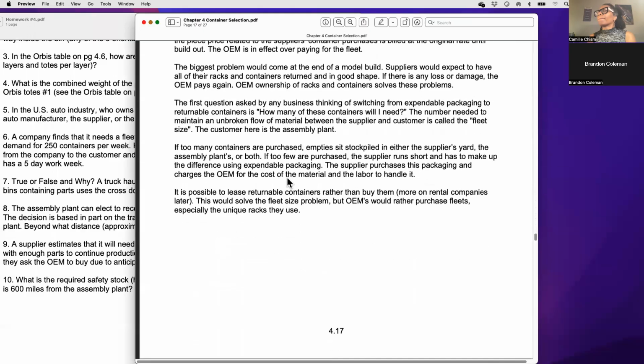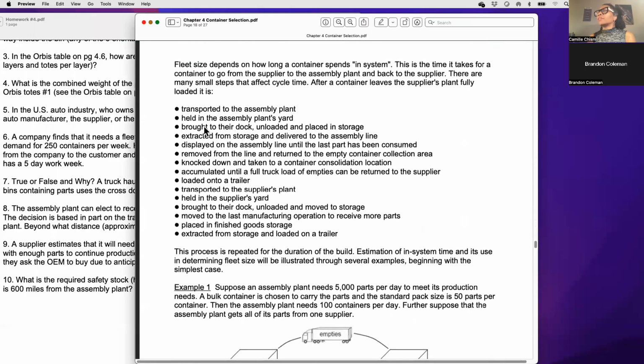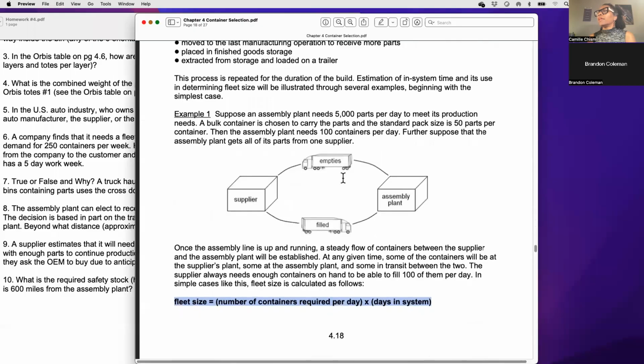And you can see all the things that go into fleet size. It's really important to know what your loop is. And this is where I was talking before about if you're using returnables, are you on a train? Are you on a plane? Are you driving? Are you stopping in multiple places? Is there a border crossing? All these things will determine what your fleet size is, because the fleet size is basically the number of days that you have, and then you multiply your containers by that.